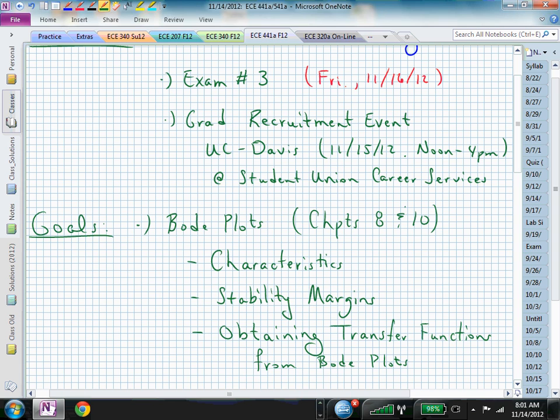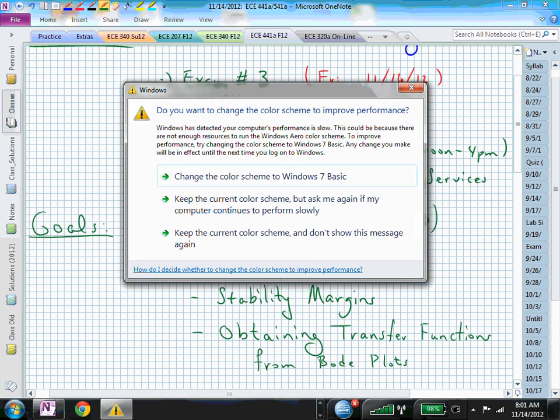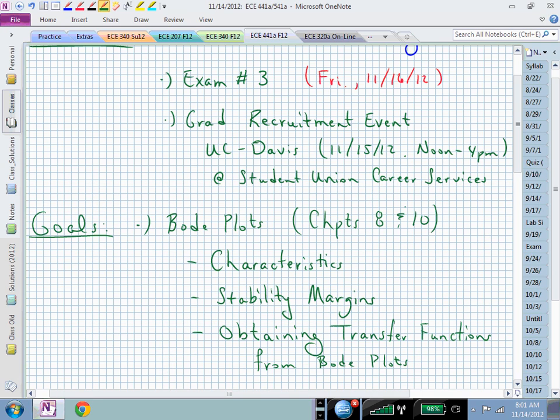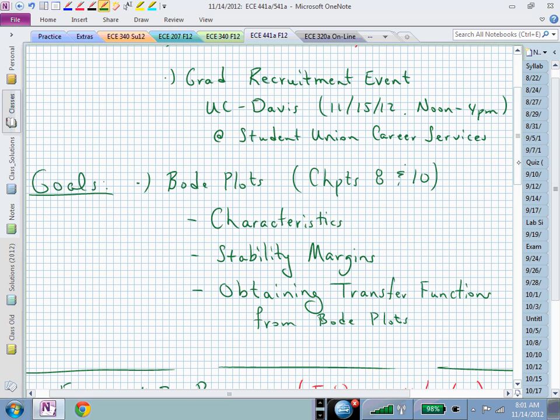Today what I want to do is begin Bode plots. I'm assuming you've seen them before, but what we want to do now is learn how to design controllers with Bode plots. How do we shape these Bode plots? And for that reason, it's nice to understand some characteristics of Bode plots. We'll discuss stability margins, gain margin and phase margin. If you've heard of that before or not, hopefully that will become more clear after today's class.